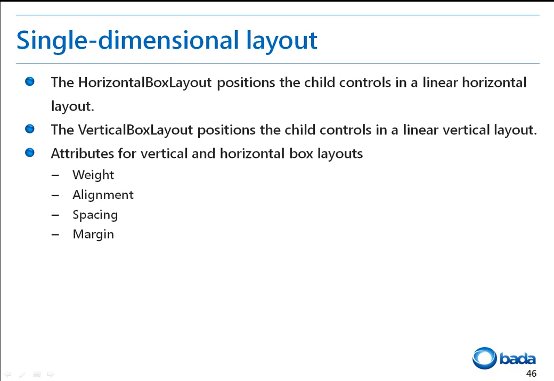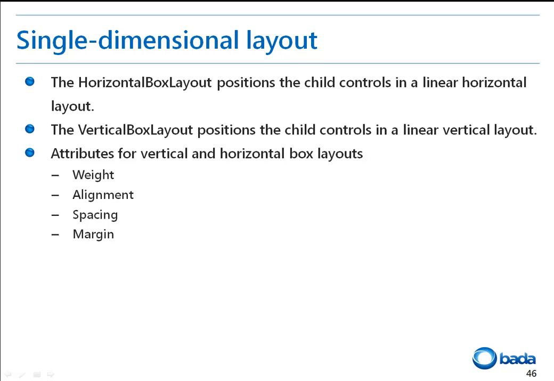Using the vertical box layout causes the controls to be aligned vertically, whereas using the horizontal box layout option causes the controls to be aligned horizontally within a parent container. The attributes that can be set for vertical and horizontal box layouts are: first, weight. This attribute specifies the extra space that a control occupies in the layout with respect to its size. The weight specifies how to utilize the empty space left after positioning a control. It's a floating point value and has a default weight of 0.0.